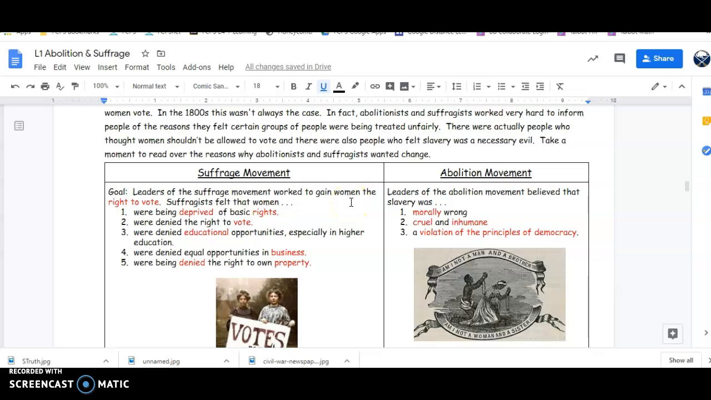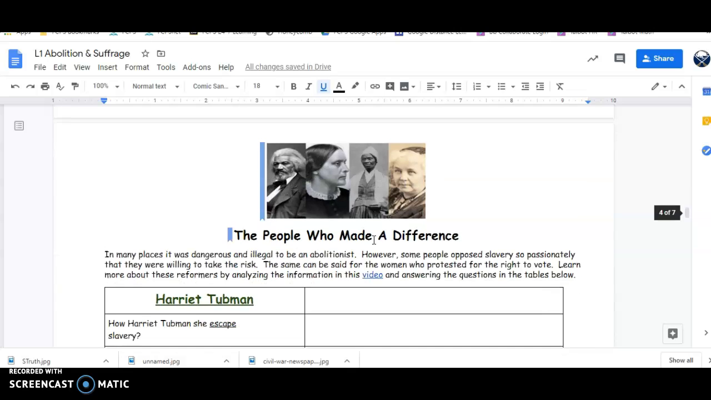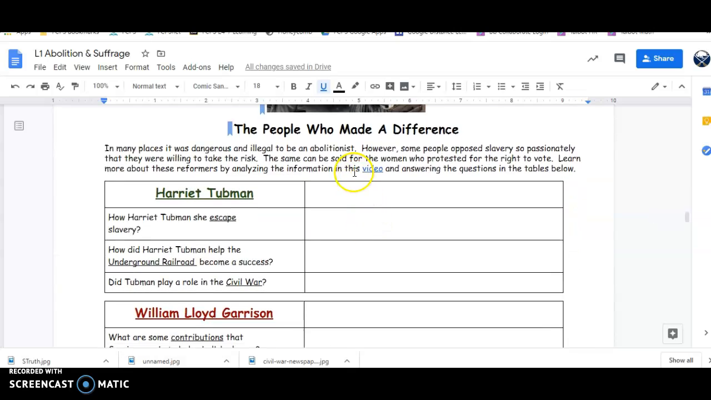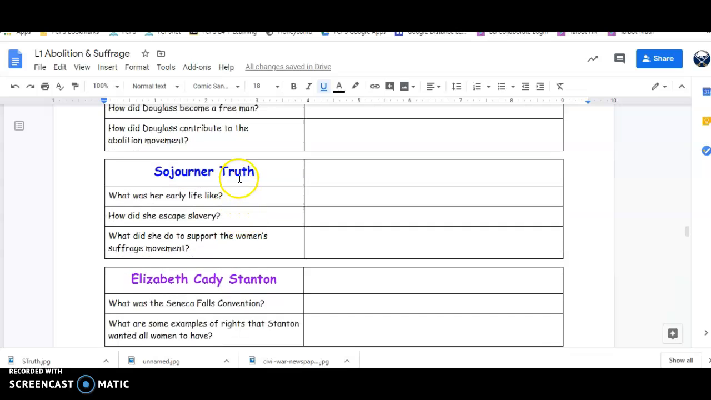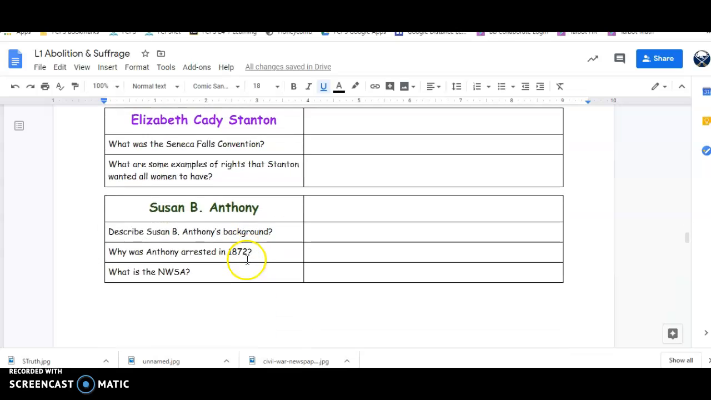The platform is usually the set of beliefs that a reformer has or that they stand for, and you can read about the platforms of the suffrage movement or the abolition movement here. Finally, the final part of this lesson is for you to watch a video, and you're going to use the information in the video to answer questions about 3 abolitionists, Harriet Tubman, William Lloyd Garrison, and Frederick Douglass, and also 3 suffragists, Sojourner Truth, Elizabeth Cady Stanton, and Susan B. Anthony.